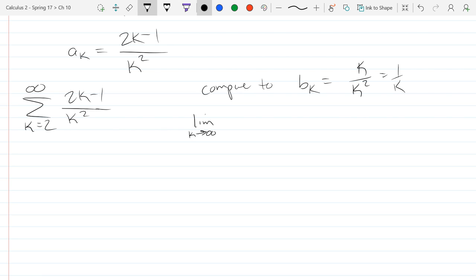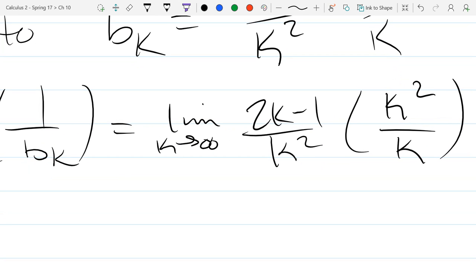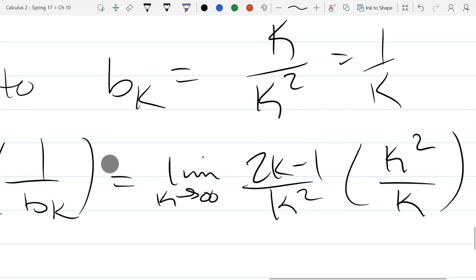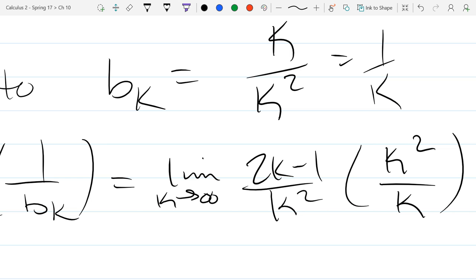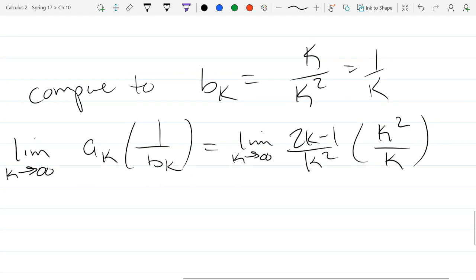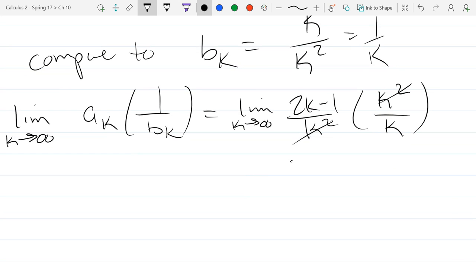So we have fractions of fractions here. So we're going to go AK times the reciprocal of BK. Now, if you notice, I'm using the unreduced version of BK because it's going to cancel a lot nicer. I only reduced it so we can easily see that it's going to compare to that p-series, or that it is the p-series. All right, k squared, that's gone. We just get 2k minus 1 over k.